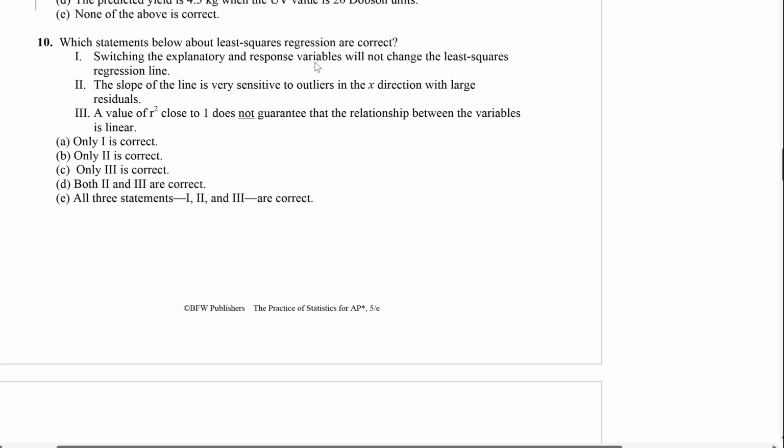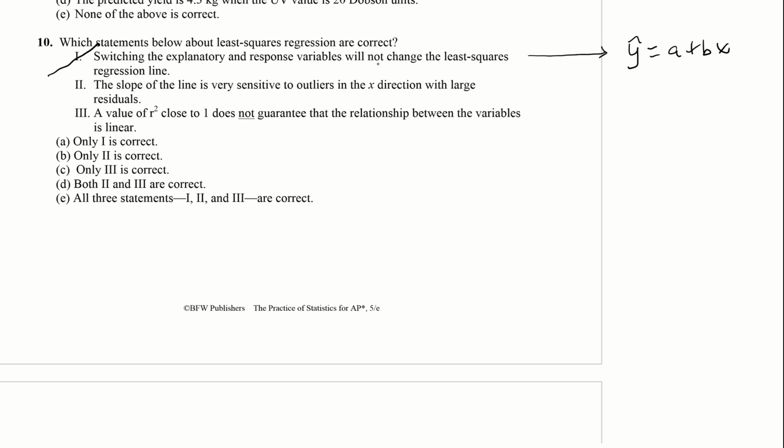Switching the explanatory variable and response variable will not change the least squares regression line. That is false. If you change x and y, that's going to change the y hat equation. So that will change this equation if I switch x and y, the explanatory and the response. So this is incorrect.